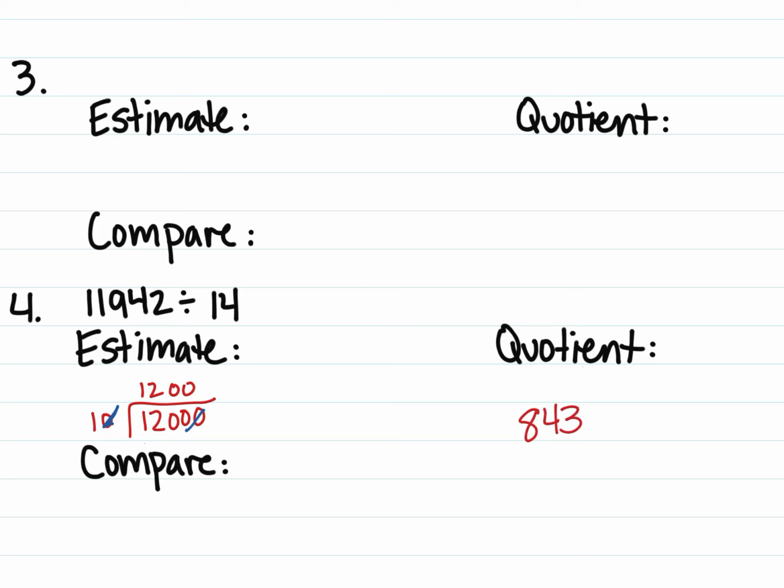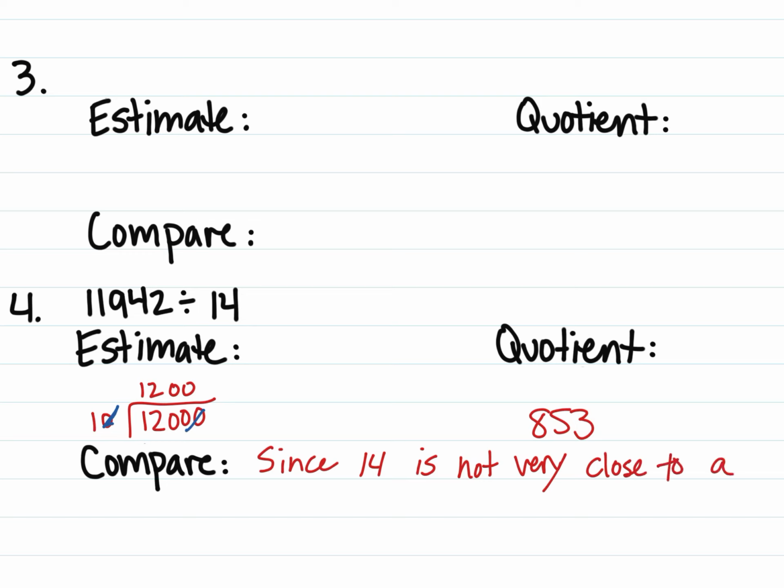The quotient is 853. And since 14 is not very close to a multiple of 10, like 10 or 20, this is not a close estimate.